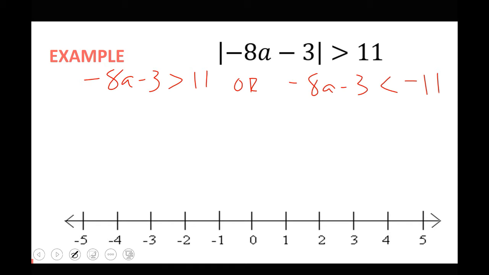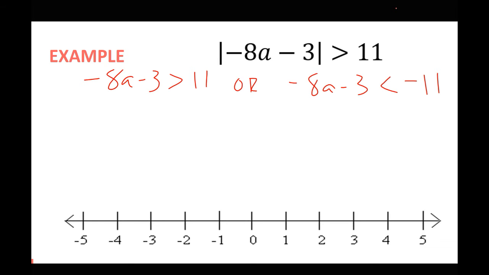I think I might have read that backwards on this other one. The first one is negative 8a minus 3 is greater than 11, or negative 8a minus 3 is less than negative 11. So now we just solve each of those.